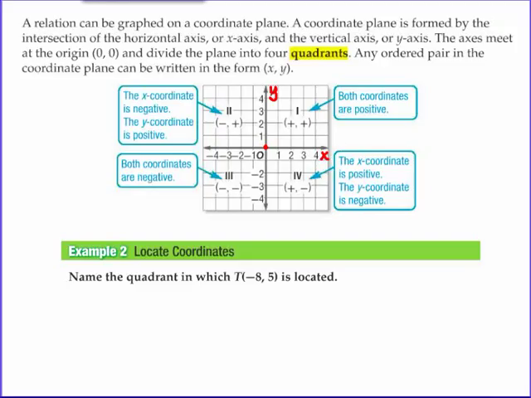And the axes divide the plane into 4 quadrants. Remember, the prefix quad means 4. Any ordered pair in the coordinate plane can be written in the form x, y. So here we have quadrant 1.